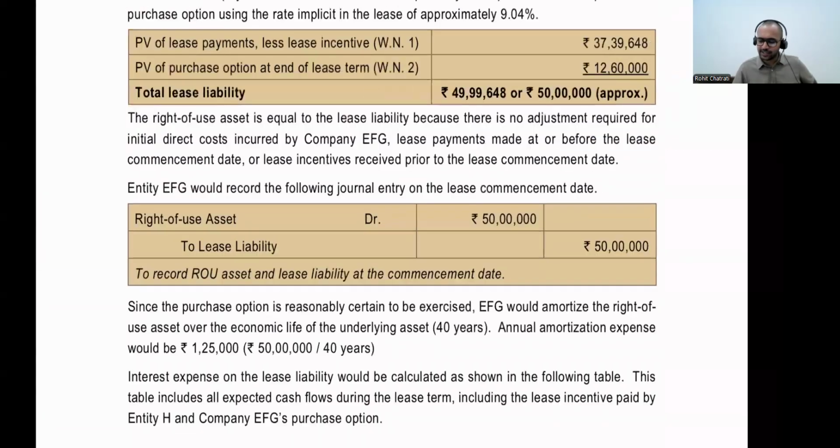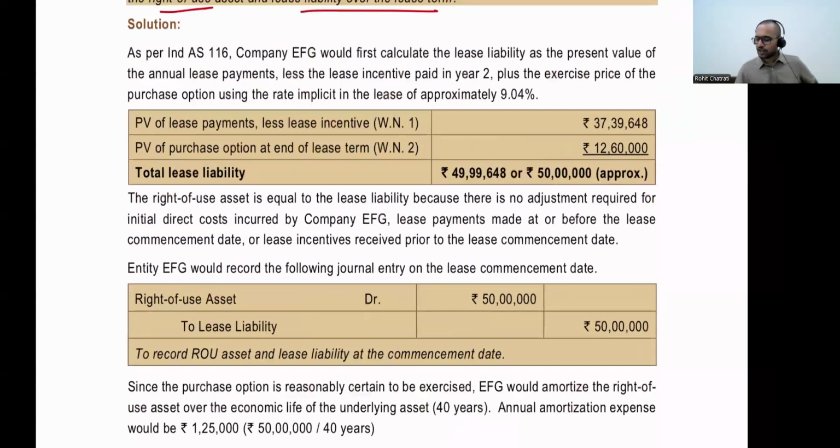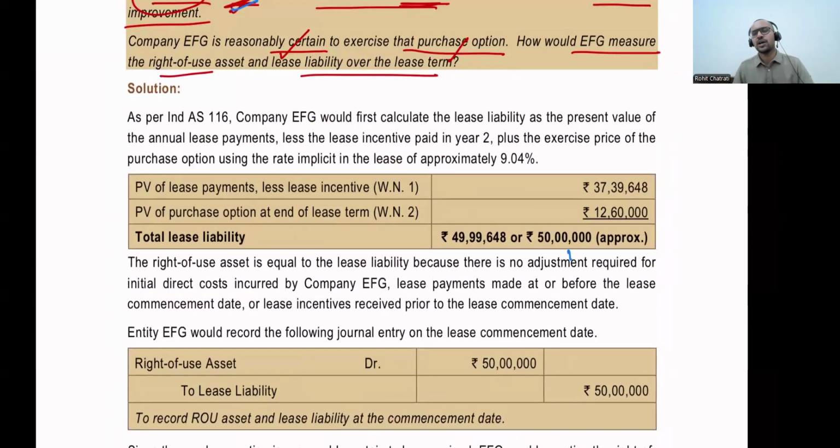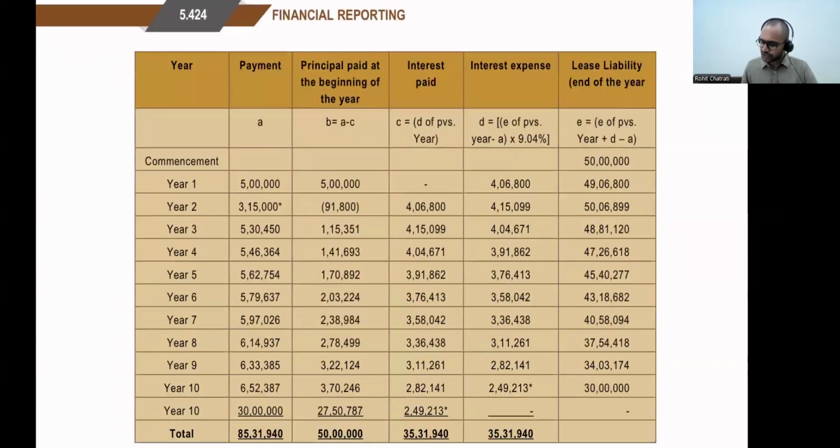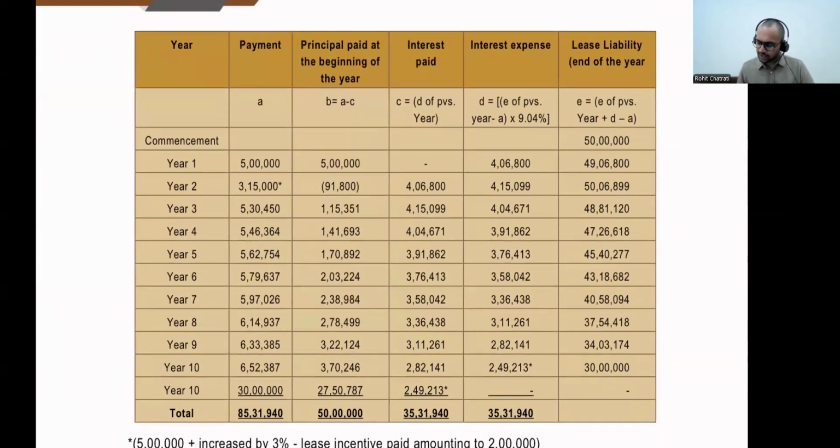Let us quickly see the institute's answer as well. They also have an answer of 50 lakhs over here. We had 50 lakh 300 and something. They recognize the right of use asset and lease liability of 50 lakhs. And then they also have the schedule where they are left with 30 lakhs at the end of year 10. And for year 10, they've plotted two different rows. And therefore, finally, we see the lease liability going down to zero. So that is how we prepare the lease liability schedule where payments are being made in advance.